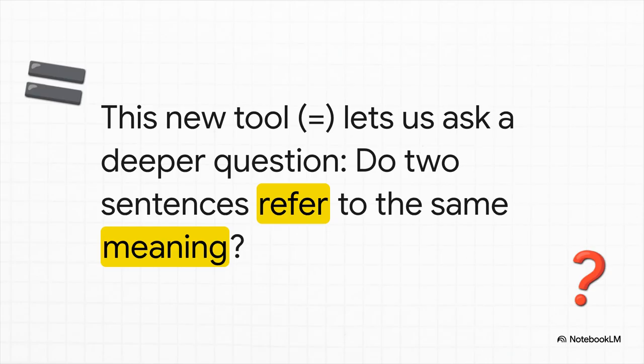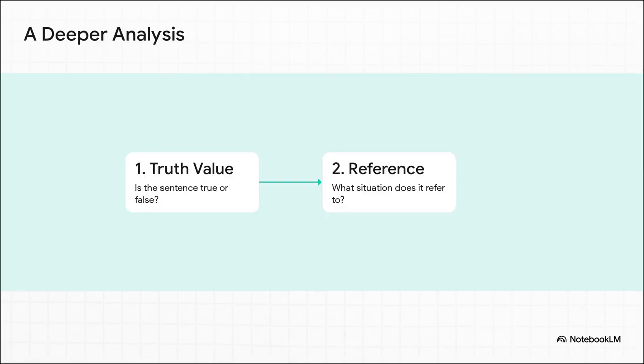Yeah, it looks just like an equal sign, and that's because it kind of acts like one, but for meaning. It lets us ask a much deeper question. Not just, are these sentences true, but do these sentences refer to the same underlying reality? So now, look at what we can do. Our analysis has two whole layers. We still check if something's true or false, of course, that's still important, but now we can also analyze what it refers to. This gives our logic a kind of depth and precision that was just impossible before.